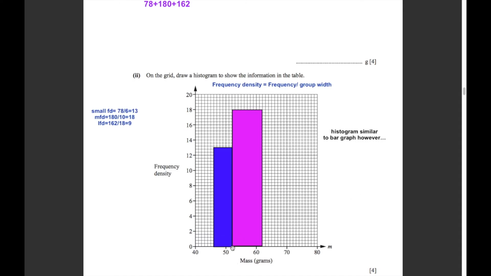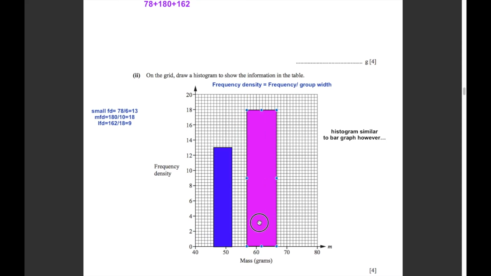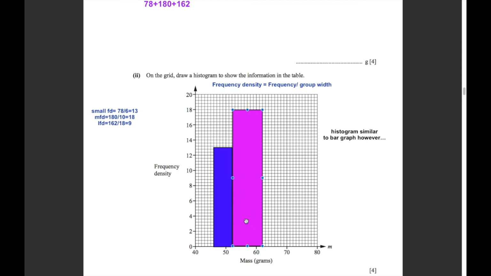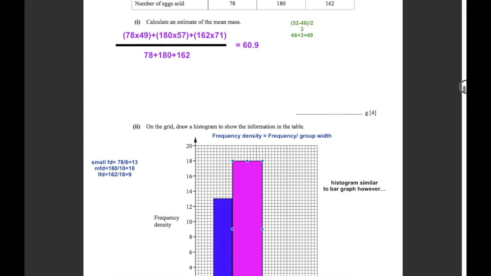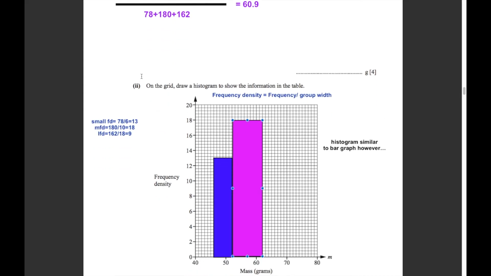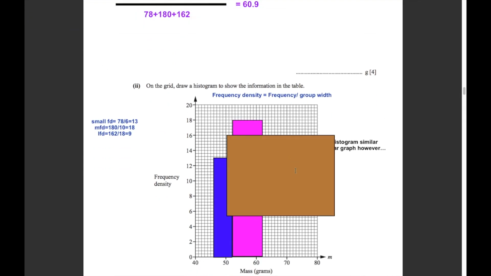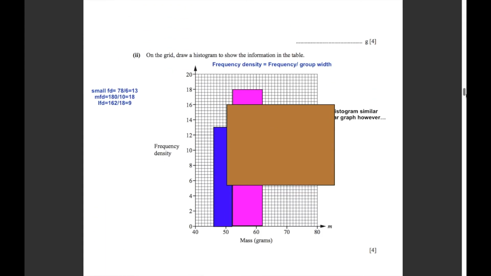So that's what I mean by they have to be touching. So unlike a bar graph, they don't have to be right next to each other. It could be like this. But with a histogram, they should be touching. And that's why if it wasn't 52, for example, it was 53, then the width would be 52.5, because then 52.5 is close to both. You get what I mean? Okay. Let's move on. So we have the large. Okay, so this one was 62 to 80.